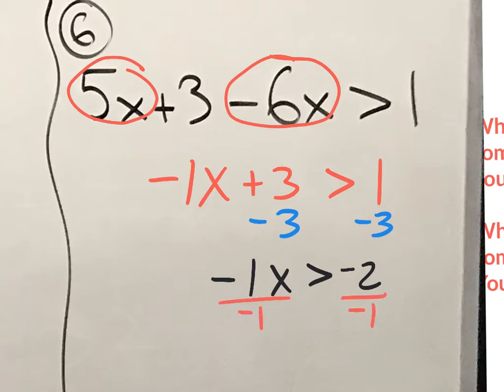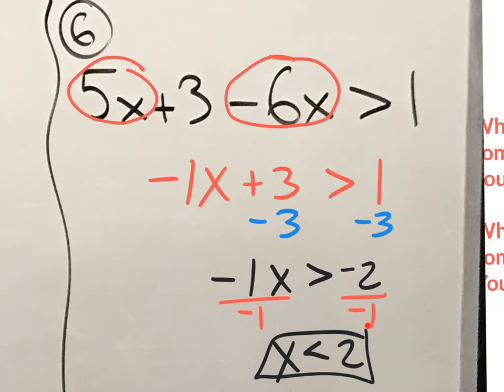And when we divide by negative 1, what's our final answer? x is? Does it change? It changes: less than 2. Now, why did it change? Because we divided by a negative. Whenever you multiply or divide by a negative, on your last step, you have to flip that inequality symbol.